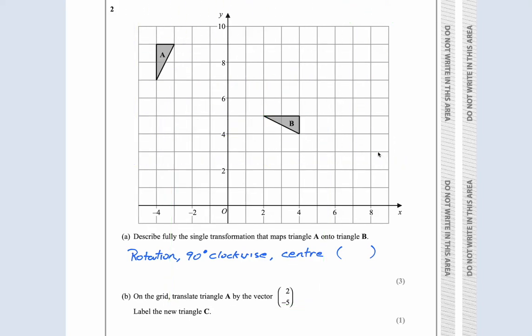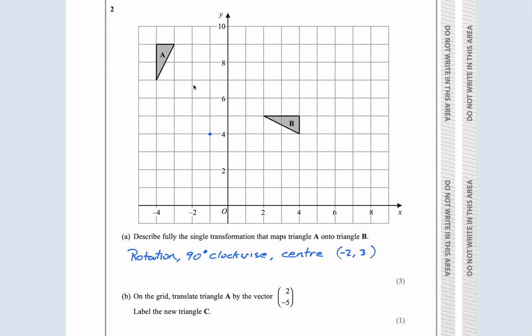Okay, so I'm going to put -2, 3. Then it says on the grid, translate triangle A by vector (2, -5). So I need to get A, and I need to move it right 2. So I'll pick a corner. You can start with any corner. Let's say this one. I'm going to go right 2, 1, 2, and down 5. 1, 2, 3, 4, 5. Down 5 because it's -5. Then I just do the same with the other corners.